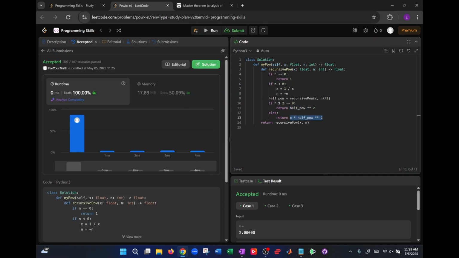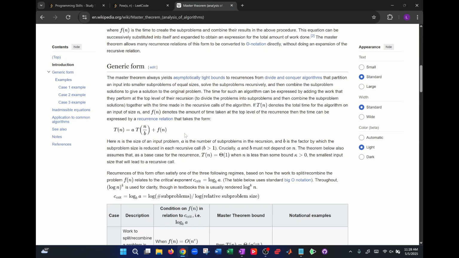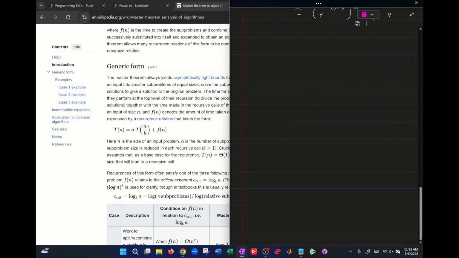For this case, there is something else that needs to be done. We need to multiply by x. But this additional work of multiplying by x does not depend on the size of the input n. This is just going to take the same amount of time regardless of n. And therefore, this is a constant time operation. And so in this case, f of n would just be big O of 1, because it takes constant time.